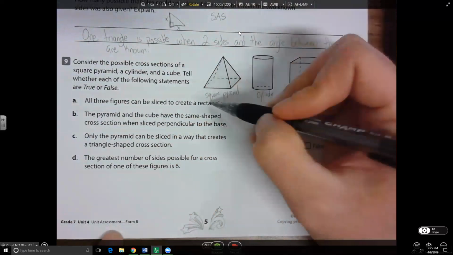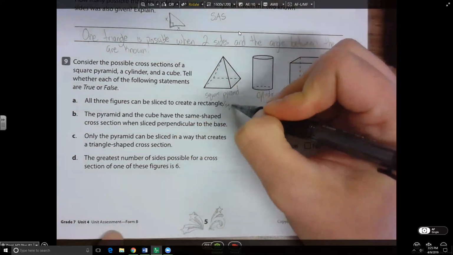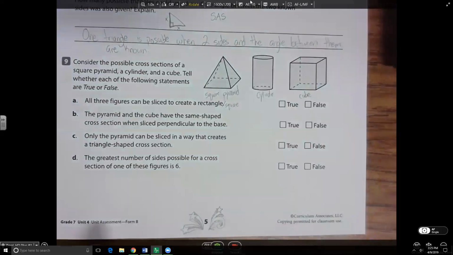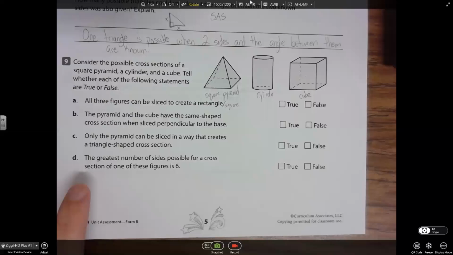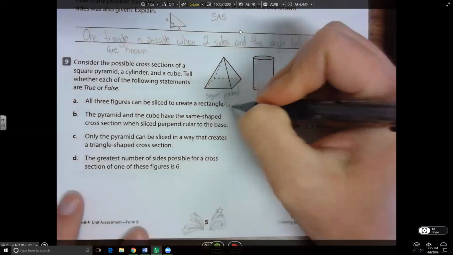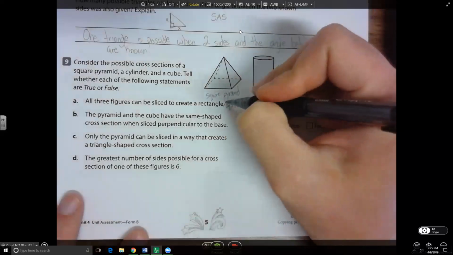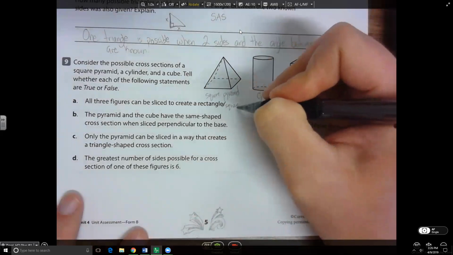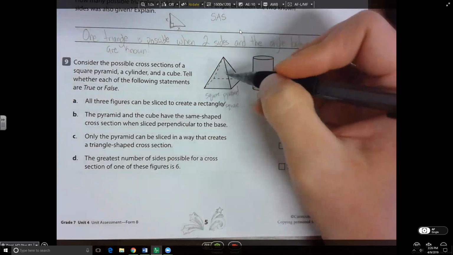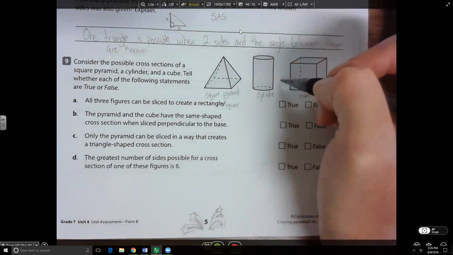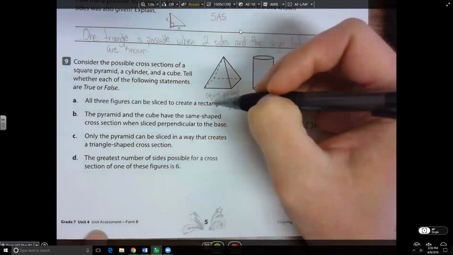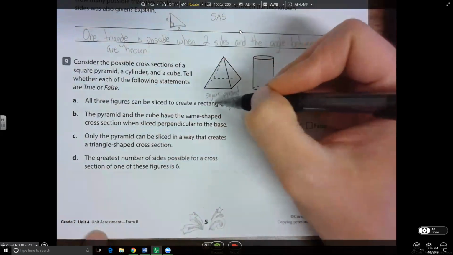Well, a rectangle and a square have the same characteristics for the most part. You've got 4 right angles. A rectangle has 4 sides, a square has 4 sides. A rectangle has 4 right angles, a square has 4 right angles. So if we can make either one out of all of these, then that one would be true. So if we look at A, all 3 can be sliced to create a rectangle or square.